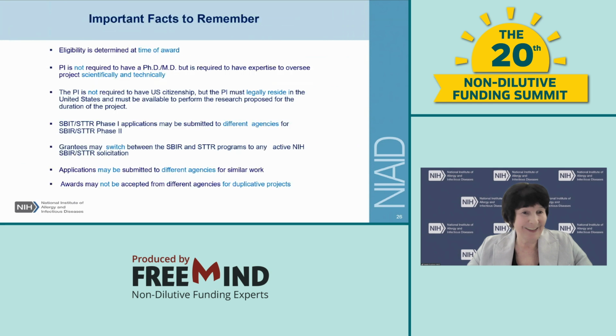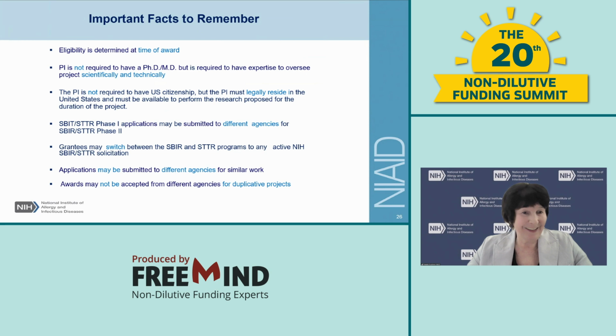Also, an important fact to remember: all eligibility at NIH will be determined at the time of the award. Again, when you get awarded, grant management will go through all eligibility, and if needed, will send you a request for additional information. The PI is not required to have a PhD or master's degree, but is required to have the expertise to oversee the project scientifically and technically. The PI is not required to have U.S. citizenship, but must legally reside within the U.S. and must be available to perform the research proposed for the duration of the project.